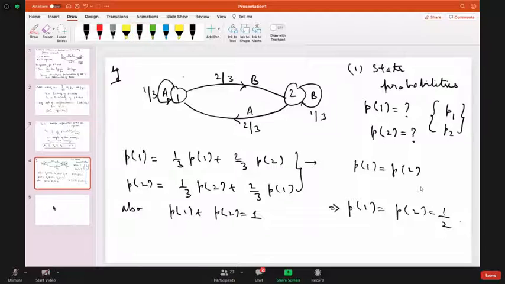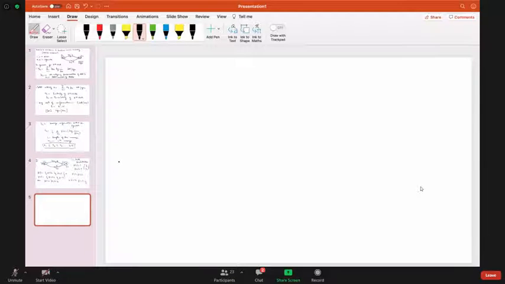Then let's go to the second part. The second part that we'll evaluate are state entropies.